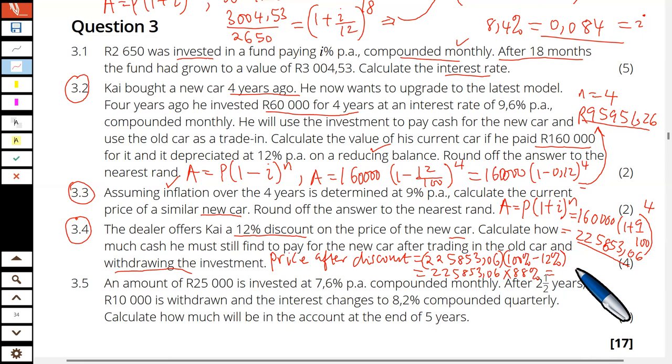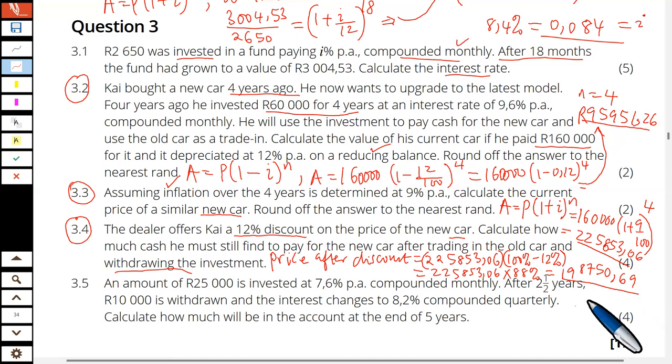So you find 225,853.06 times 88 divided by 100. So we continue. Now it means that this one is 198,750.69. So in other words, this guy must pay this amount of money. He must pay 198,750.69. So that is the amount of money that this guy must pay.